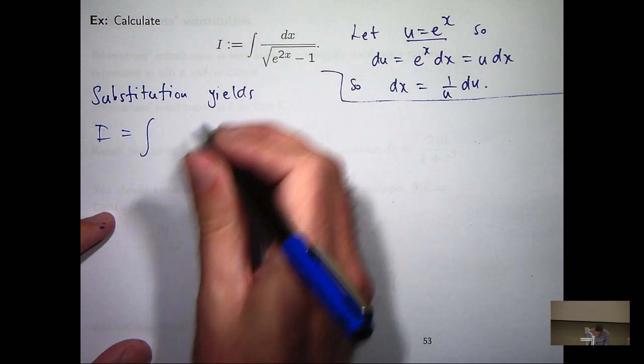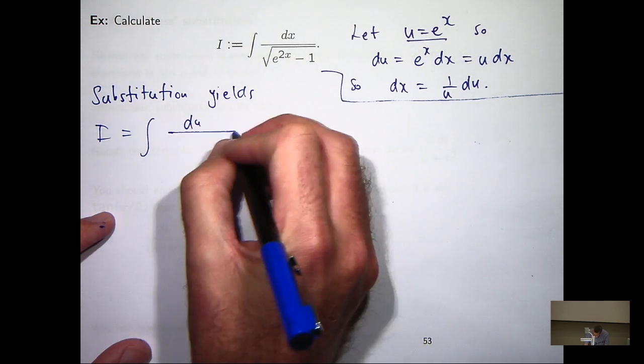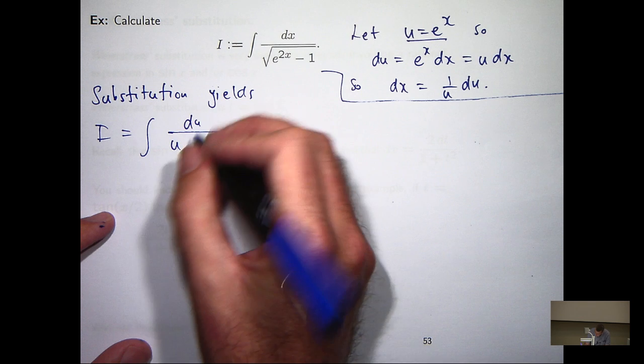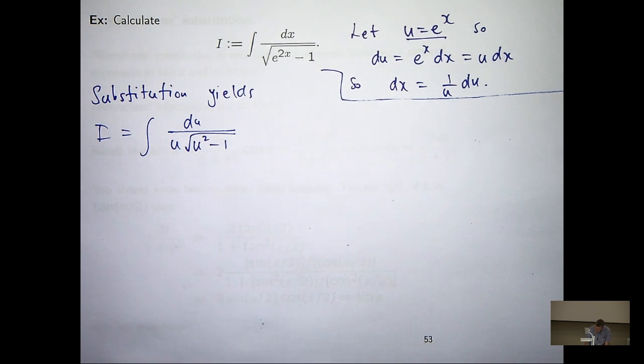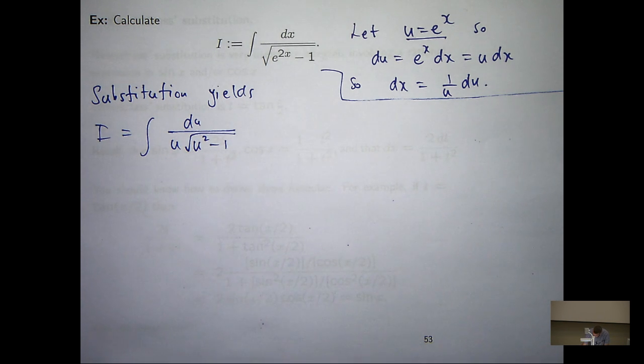All right, so we're going to get this for dx, and this is going to be u squared minus 1. All right. So now what?